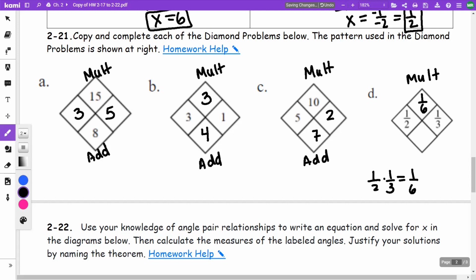Now, when I'm adding the fractions, I need to get a common denominator. So if I have 1/2 plus 1/3, I need to make a common denominator. So I'm going to be trying to get both of them to have a 6 as their denominator. So I'm going to times the top and bottom of the first one by 3 and get 3/6. I'm going to multiply the top and bottom of the next one by 2, and I'm going to get 2/6. So my final answer is going to be 5/6.